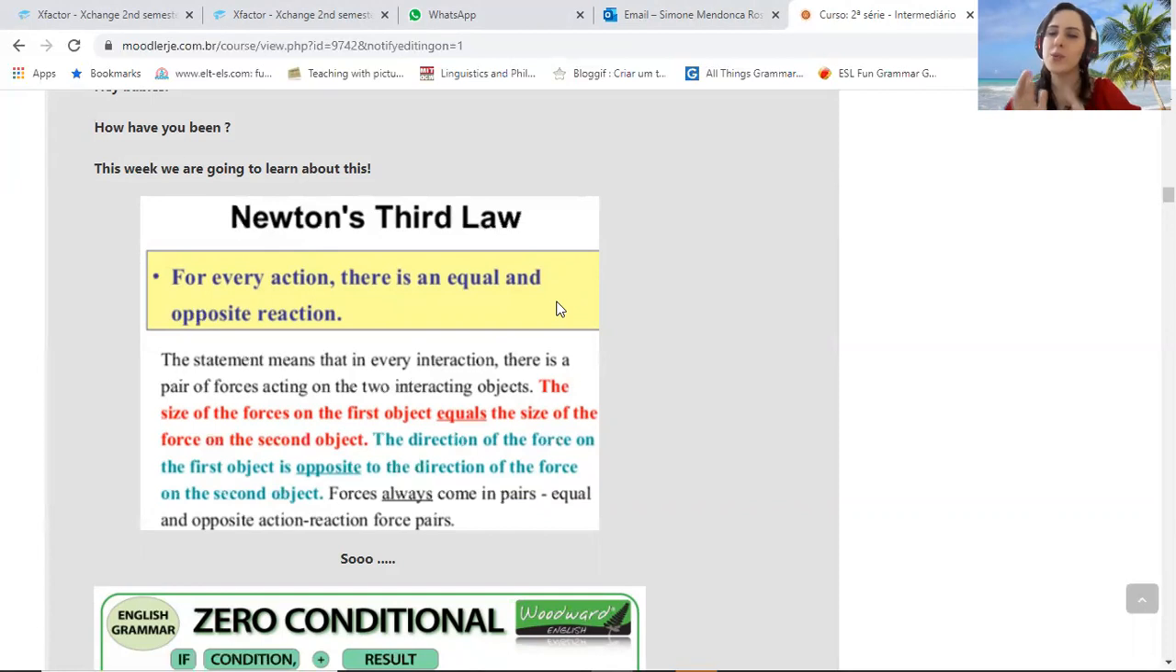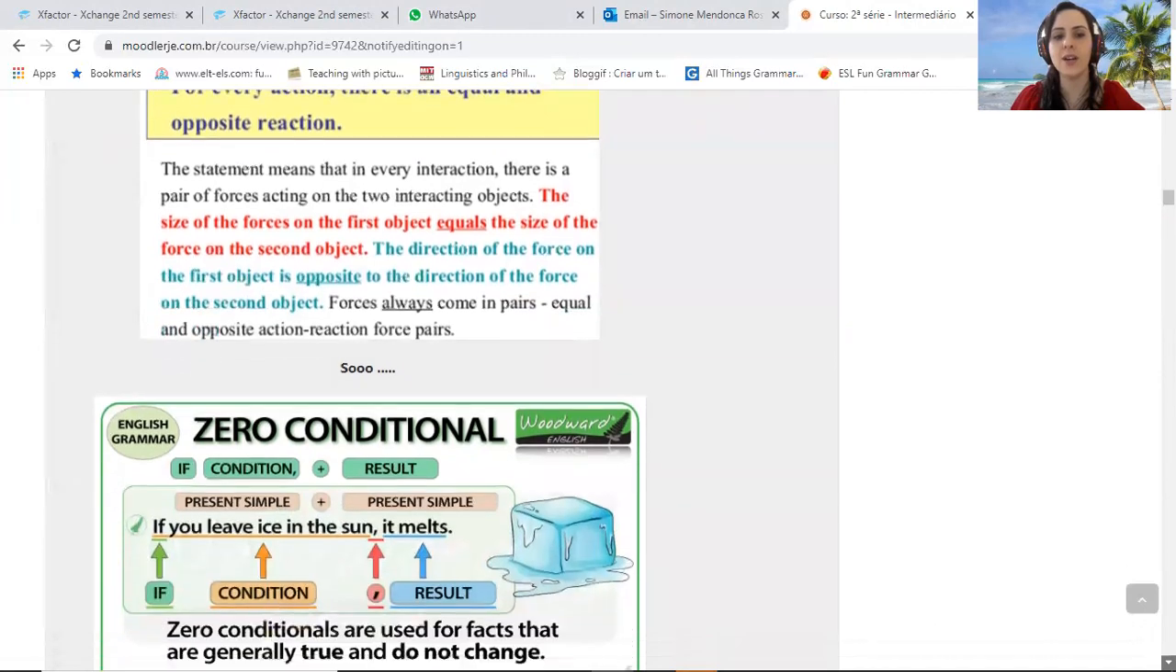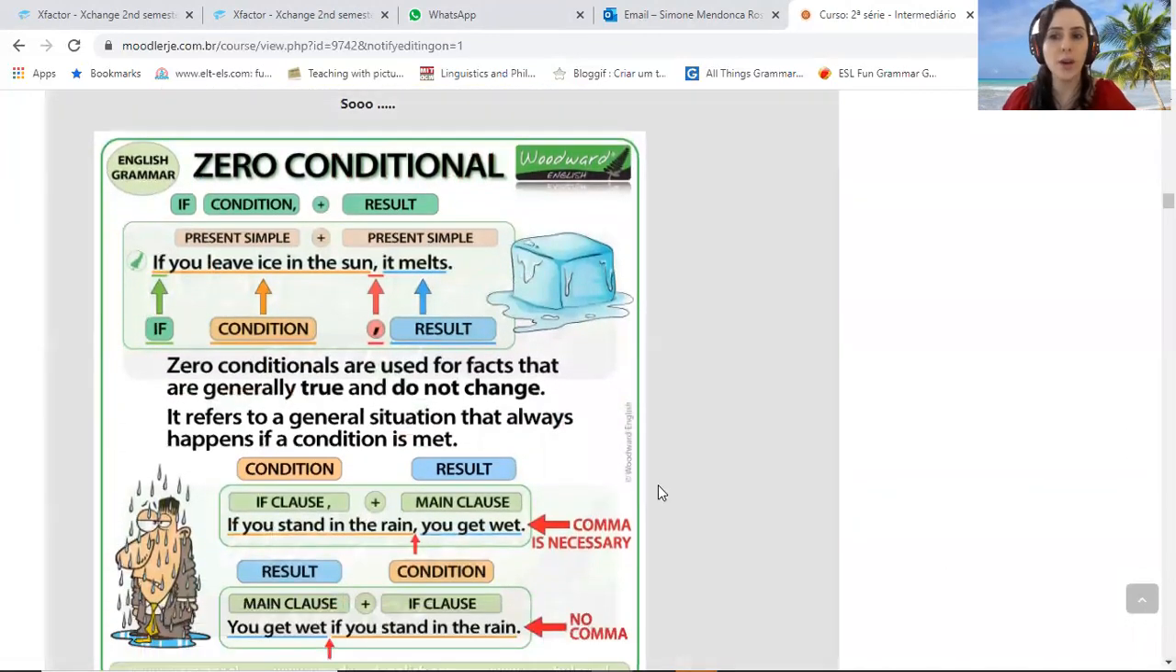When we talk about the zero conditional, normally we are saying specifically that if you get a mug, you guys cannot see my mug. If I get a mug and if I drop the mug, it will fall and break. So that is the use of the zero conditional. Basically, as you can see here, it talks about facts that are generally true and do not change.